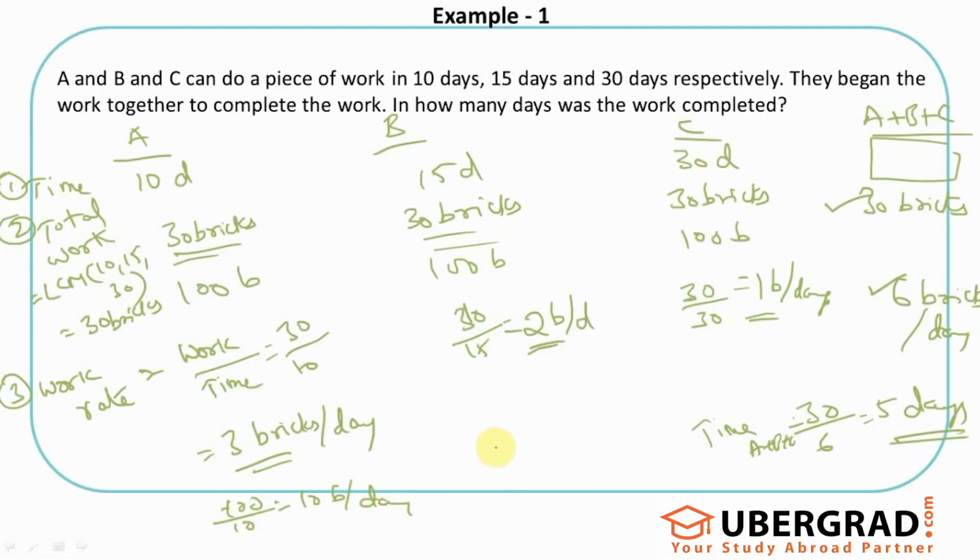What about B? 100 bricks by 15. It will be 6.66 bricks per day. And C would be 100 by 30, which will be approximately 3.33 bricks per day. You see, if I take 100, I am getting 6.66 and 3.33. I have to handle fractions, which are relatively not easy. Here it's lucky that 10 plus 6.66 plus 3.33 will turn out to be 20.